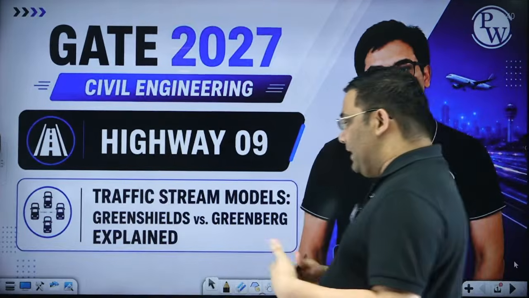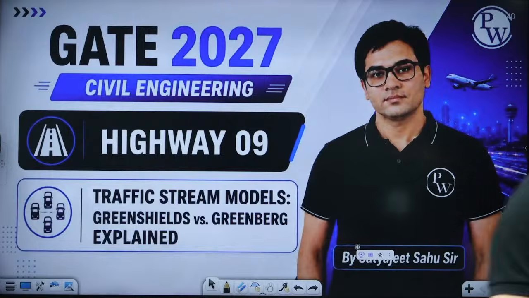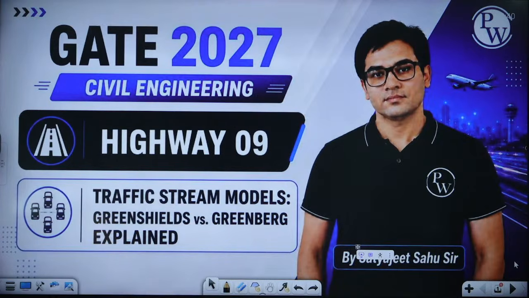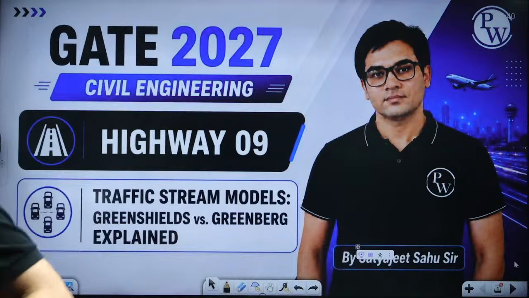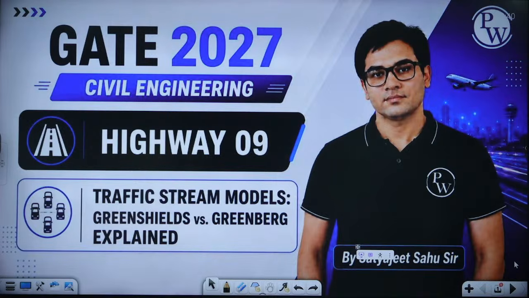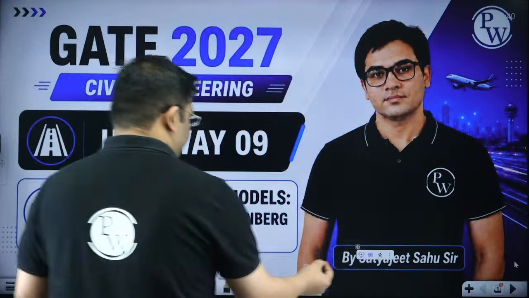We are taking many important topics, and one of the important subjects is transportation, highway engineering and all. Today we are going to see another very important topic which is asked very frequently in GATE, that is traffic flow models. Students normally get confused between these two models, the Greenshields model and the Greenberg model. Today we are going to see the difference between them, and we'll solve some questions also.